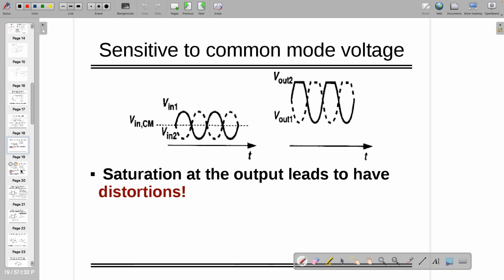Now sometimes the problem here is we have not looked at something called VOCM. If V in CM is there, VOCM is also there. VOCM is the one which is changing its location from V in CM. V in CM and VOCM are not identical. The shift which you are seeing, you can call that the common mode gain. It gets some common mode gain, so that is getting shifted from here.